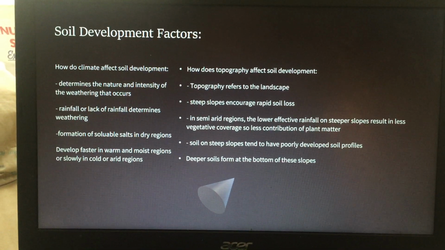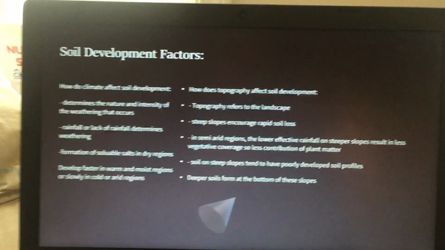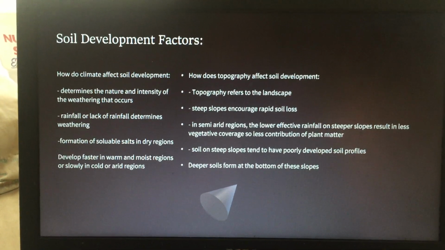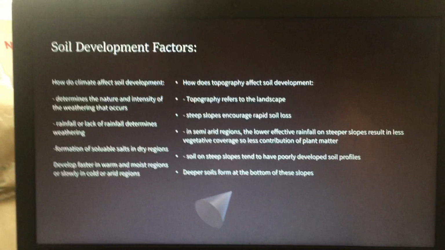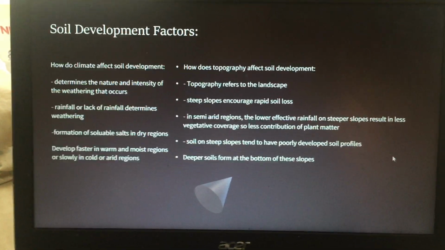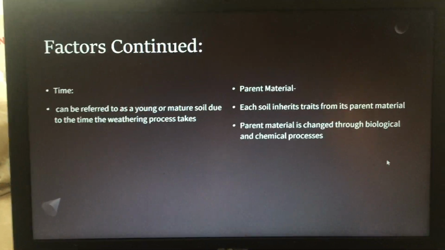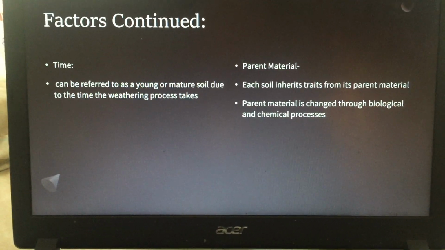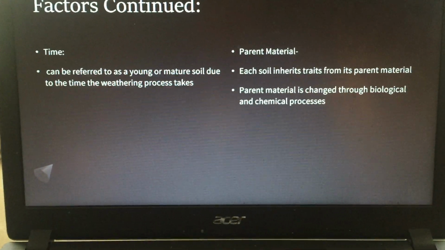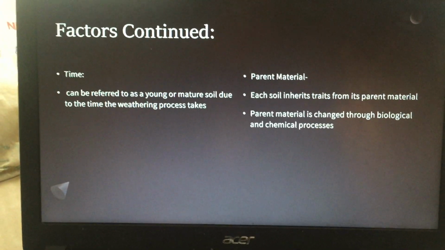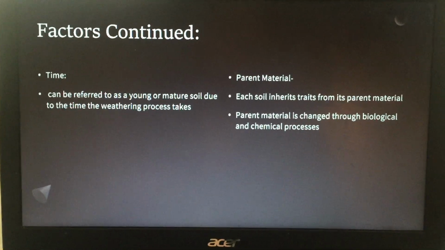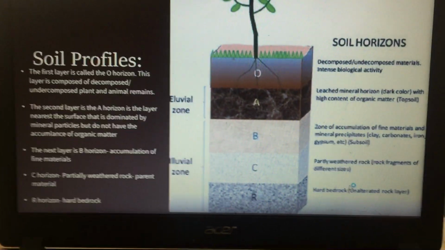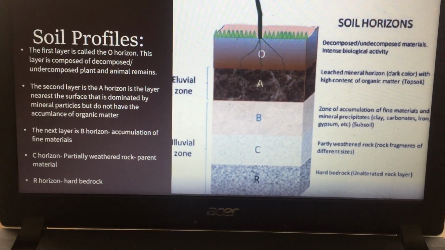And our deeper soils will form at the bottom of these slopes because when the particles are eroded on the top of the slope, they're going to be sent somewhere, and they're usually at the bottom of these slopes. So time can be referred to as a young or mature soil due to the time the weathering process takes. And our parent material, each soil inherits traits from its parent material, and parent material is changed through biological and chemical processes. So the next thing we need to discuss is soil profiles.